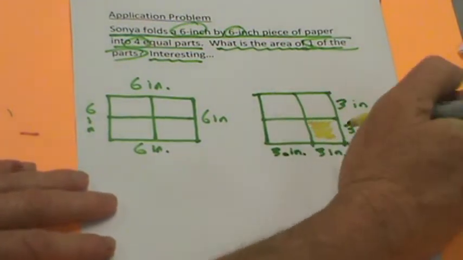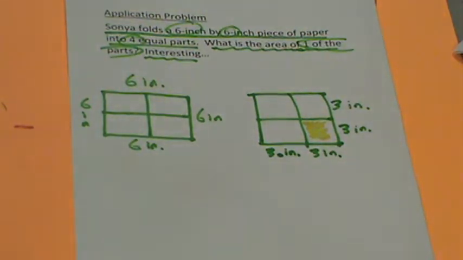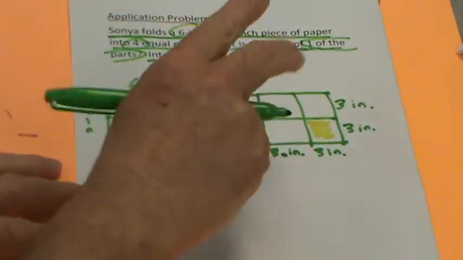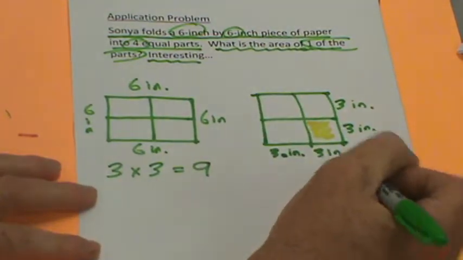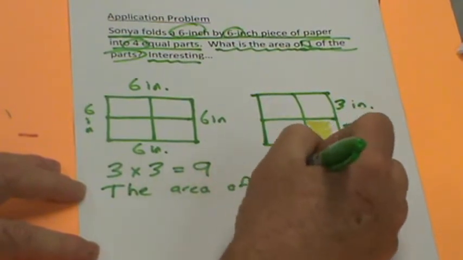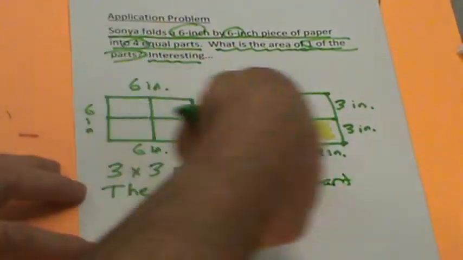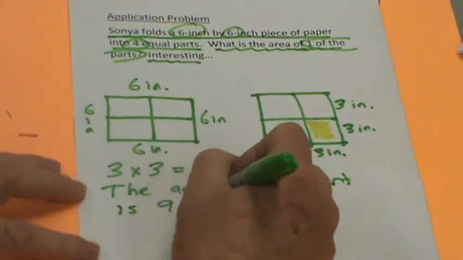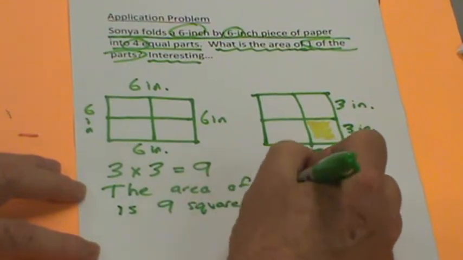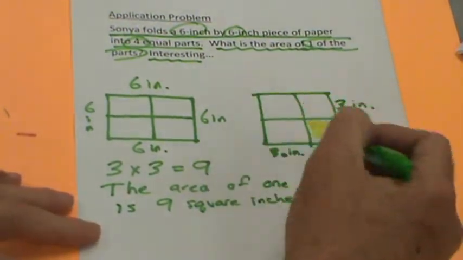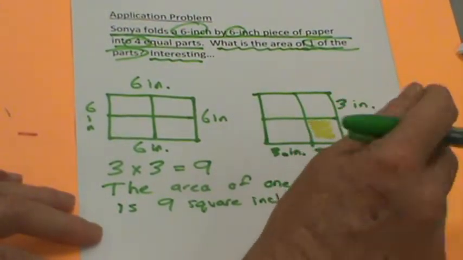I'm going to circle on that one. So now we can clearly see that to get the area, we multiply 3 times 3. 3 times 3 equals what? 3, 6, 9. 9. So the area of one part, remember we read, we drew, and now we're writing, is 9 square inches. All right, that's the area of one part is 9 square inches because we did 3 times 3. We weren't looking for the whole part, we were looking for just that one section, okay?